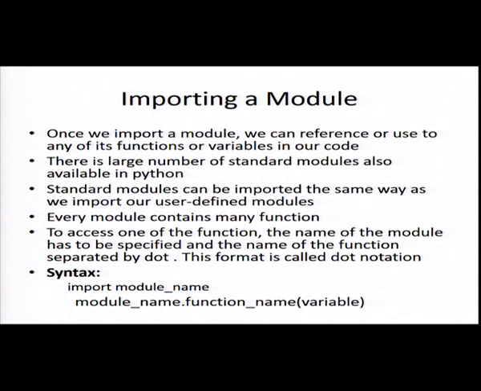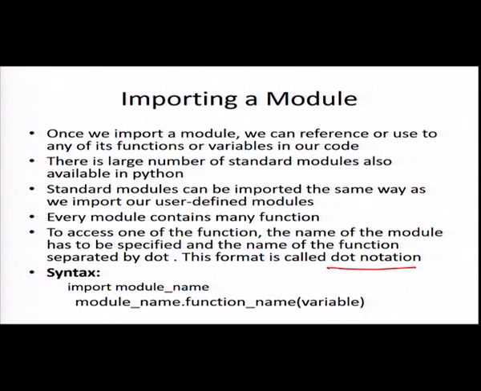To access one of the functions, the name of the module and the name of the function have to be specified and separated by a dot, and that is the reason this format is called the dot notation. My dear viewers, this is a very important interview question as well as an examination question. When you import a module and use one of its functions, the names should be separated by a dot, and it is called the dot notation.